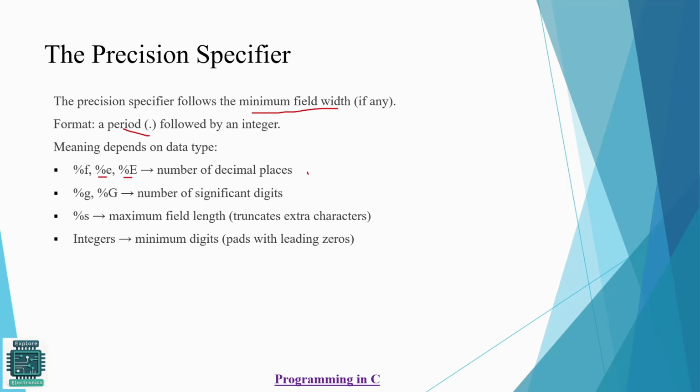It is for the number of decimal places, and %g, both uppercase and lowercase, represent the number of significant digits. And yes, for strings it is a maximum field length, which truncates extra characters. For integers, it means minimum digits, and it pads with leading zeros. I've condensed this and made it simple points.